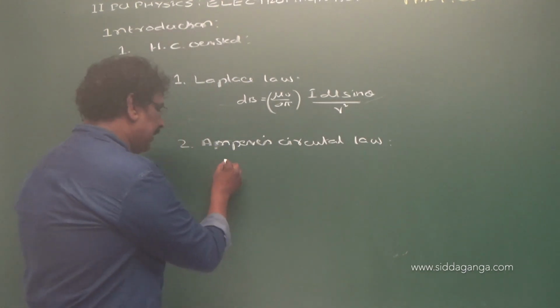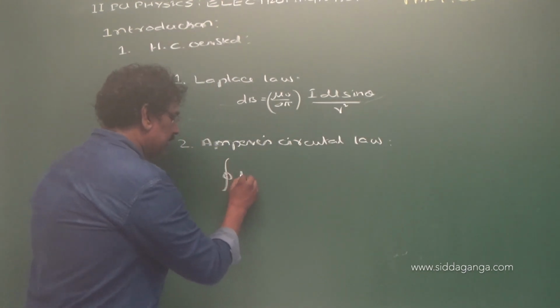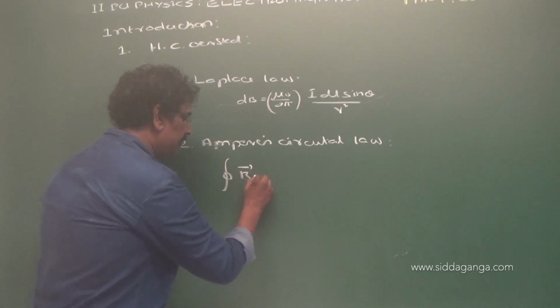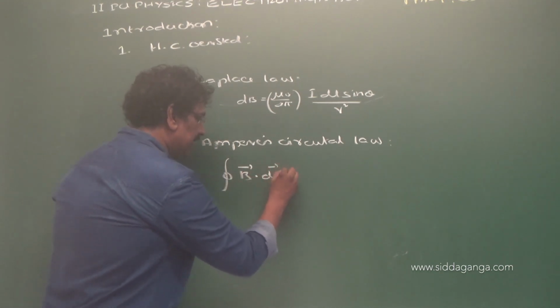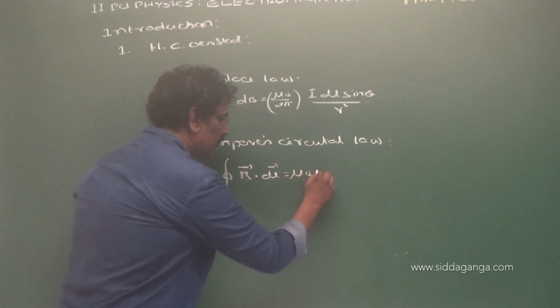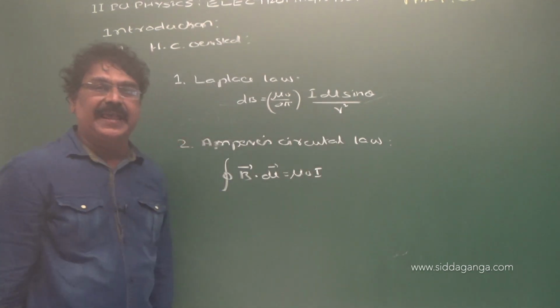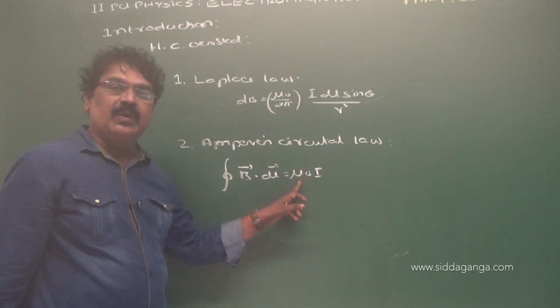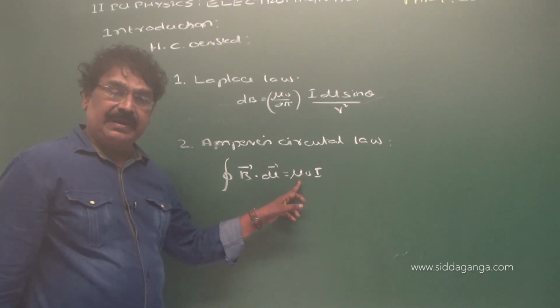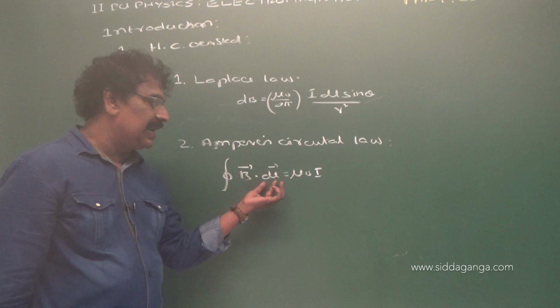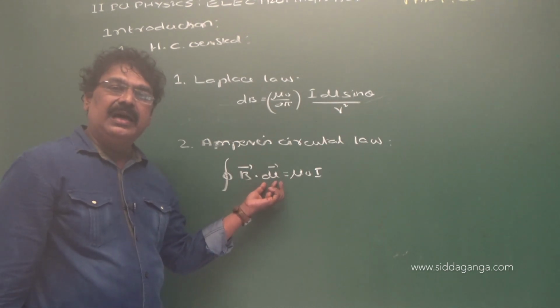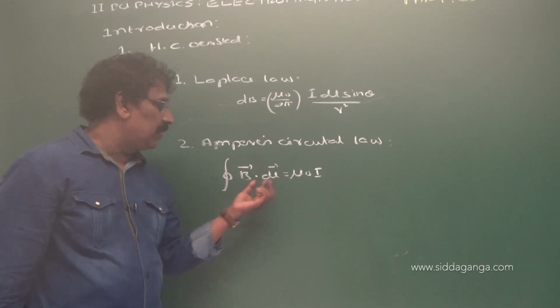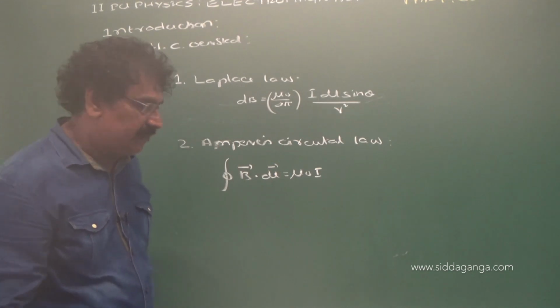Mathematically, the line integral of B dot dl is equal to mu naught into I, where I is the electric current, mu naught is the permeability of free space, dl is a small elementary length of the loop, and B is the magnetic field at the point.